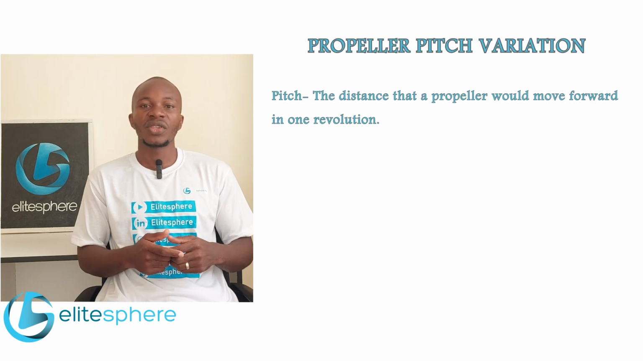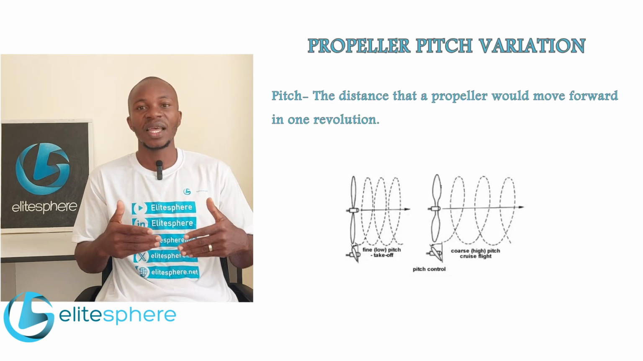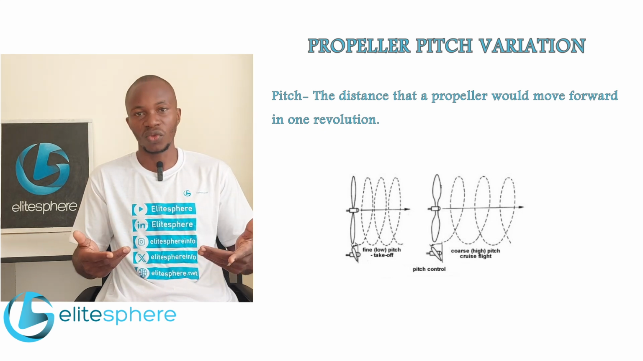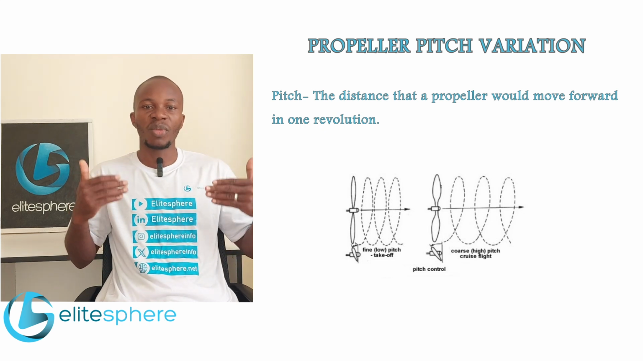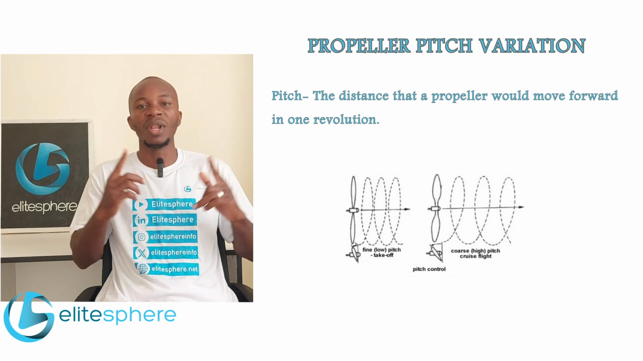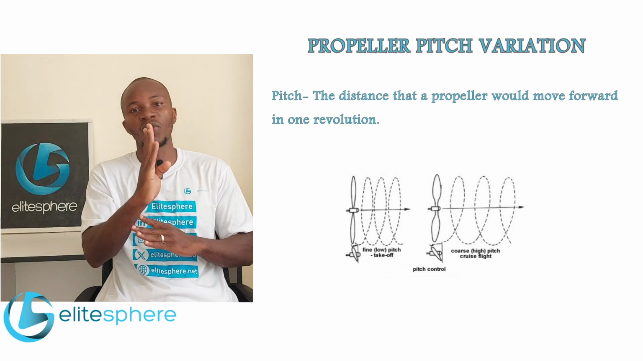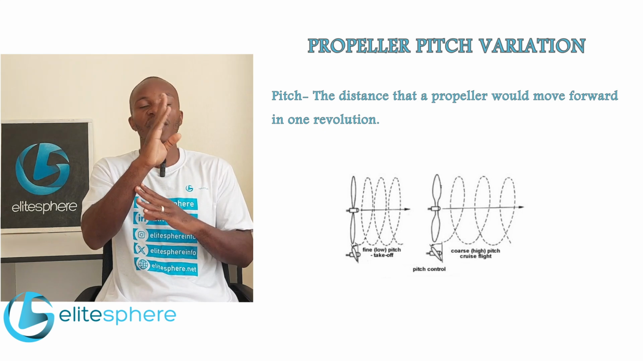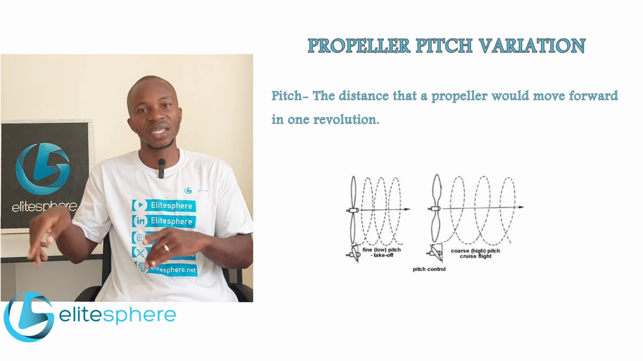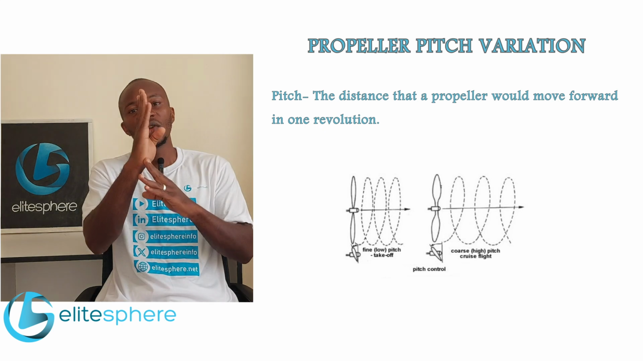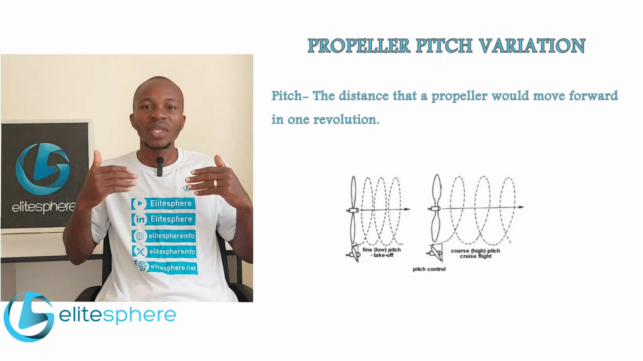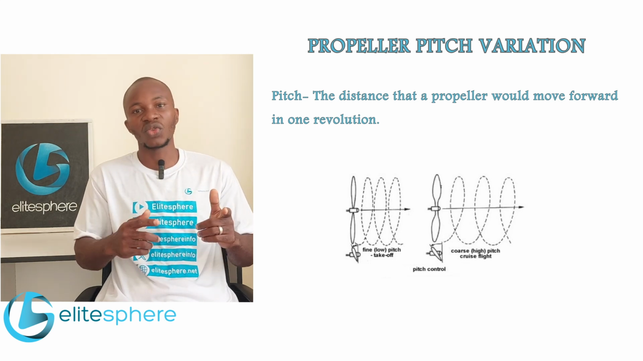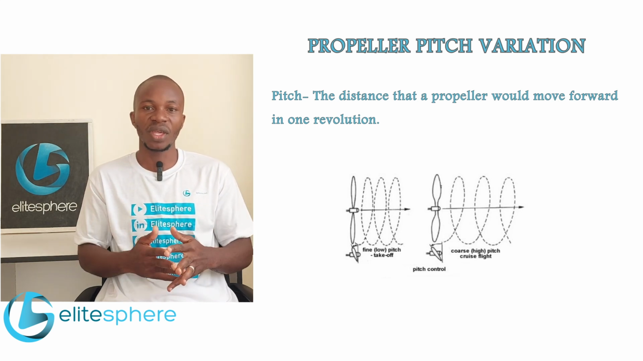The propeller pitch is the distance that a propeller will move forward in one revolution. For example, if you have a propeller and blade number 1 is at the 12 o'clock position, as the propeller starts rotating and the aircraft is moving forward, as this blade number 1 rotates the entire 360 degrees going back to the 12 o'clock position where it started, the distance that the aircraft will have moved forward during this rotation is what is known as propeller pitch.